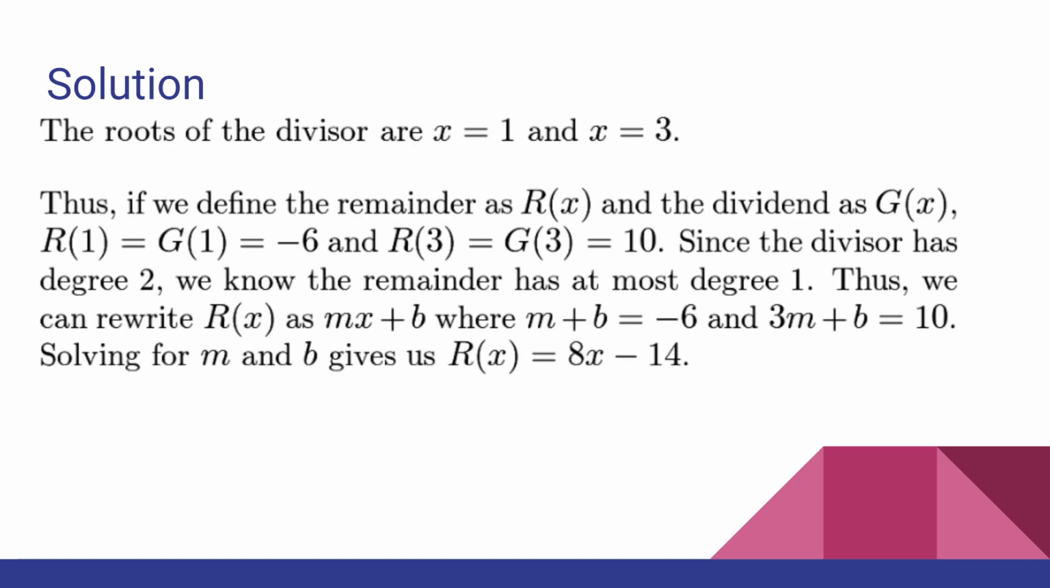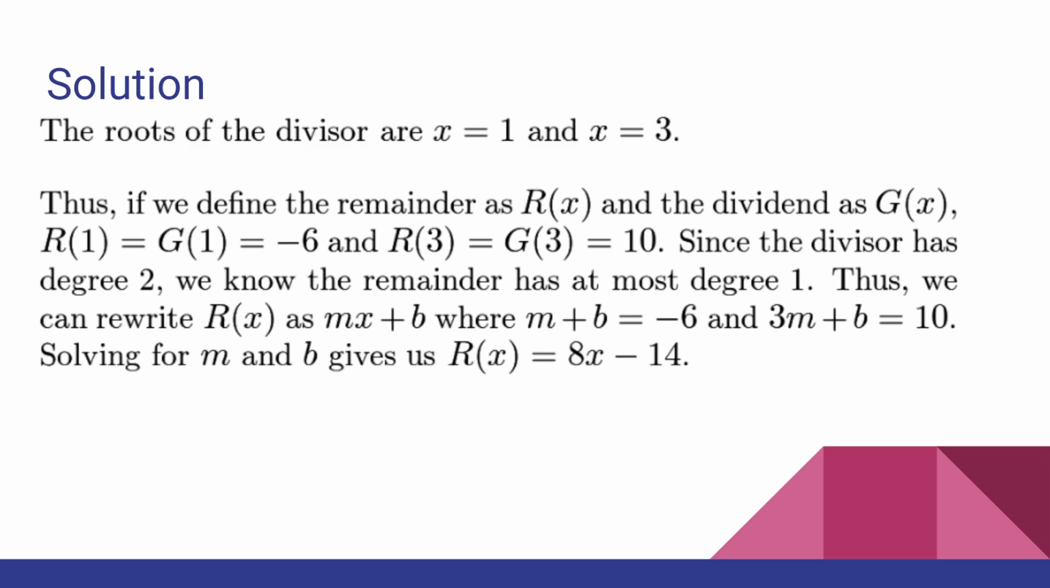Okay, so the solution is that we know that the roots of the divisor, x squared minus 4x plus 3, are x equals 1 and x equals 3. So we define the remainder as r of x, and the dividend as g of x, knowing that r of 1 equals g of 1 equals negative 6, and r of 3 equals g of 3 equals 10.